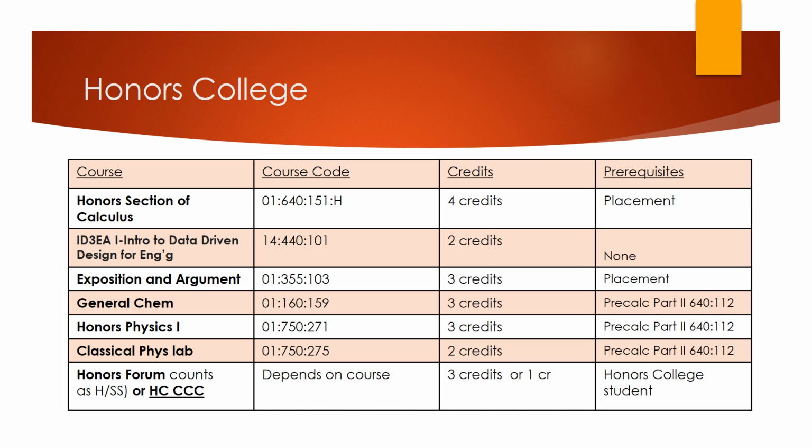If you're in honors college, you do need to choose the honors section of Calc. So that would be the section, it would start with an H. Intro to data-driven design for engineers would be 440, 101. You would take exposition and argument for your English, 355, 103. Gen Chem, 160, 159. And then you would take honors physics. It would be honors physics 1, it would be 750, 271. And then classical physics lab, 750, 275.